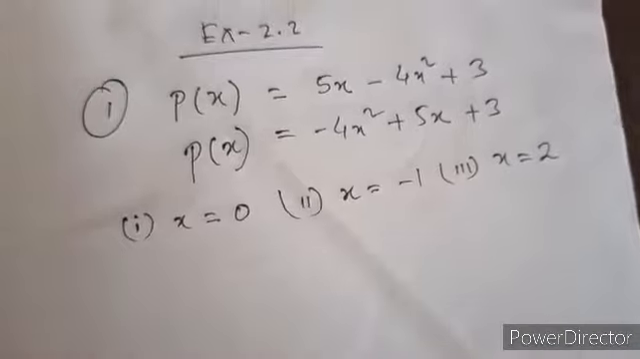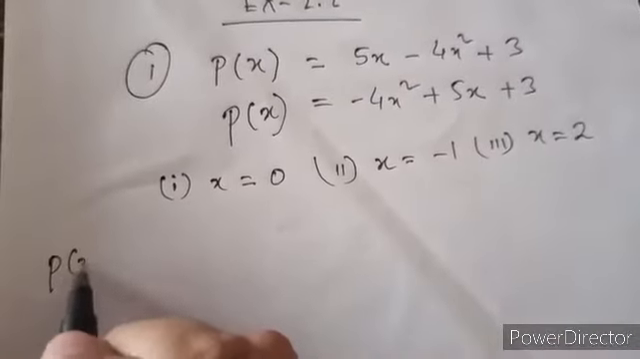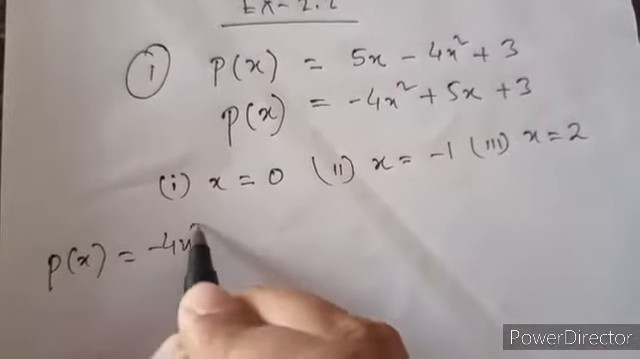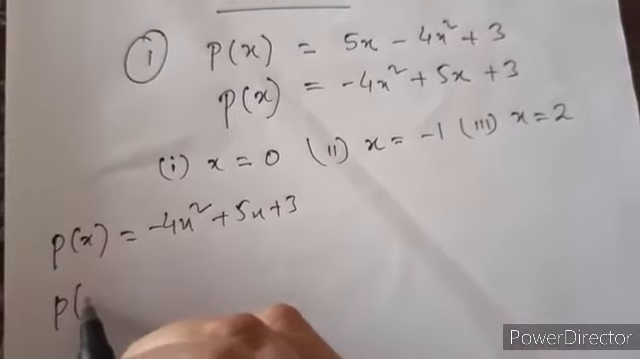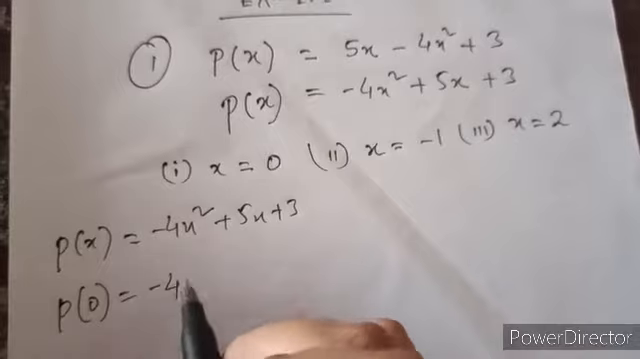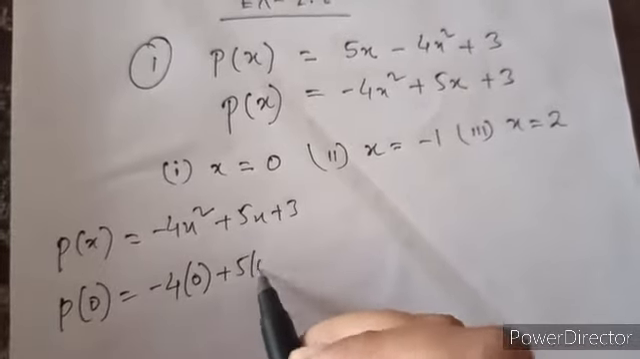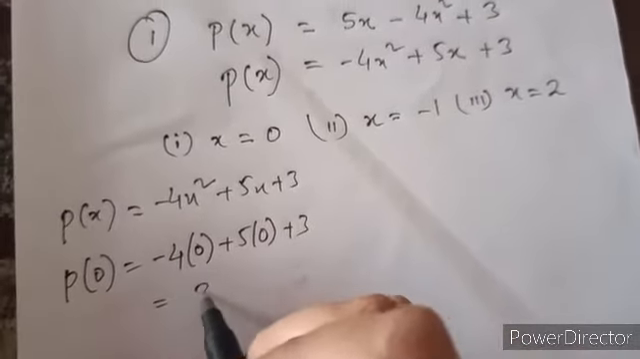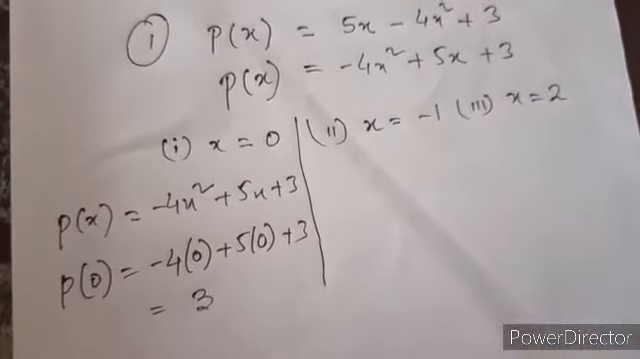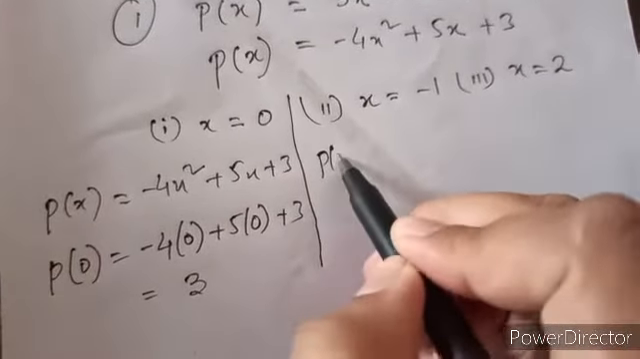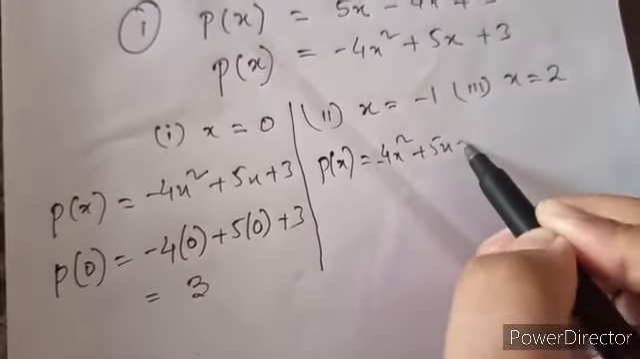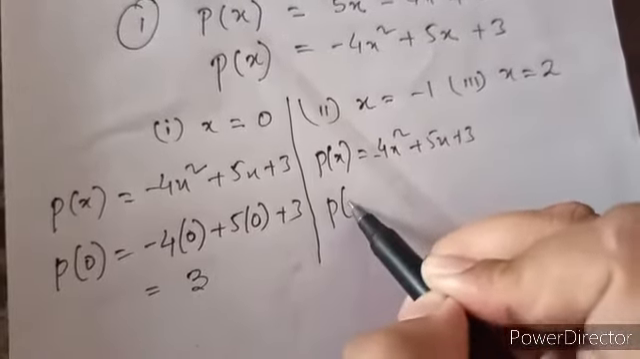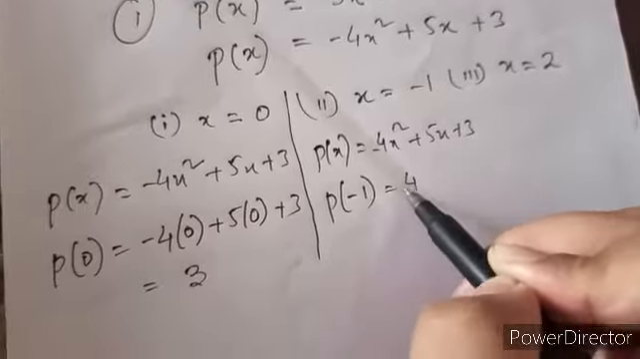I am taking the first part here. So p of x equal to minus 4x square plus 5x plus 3. So p of 0, that means in place of x we have to put the value 0. So the first answer is coming to be 3. In the second question, again we write the polynomial. Now we have to put the value to be minus 1.